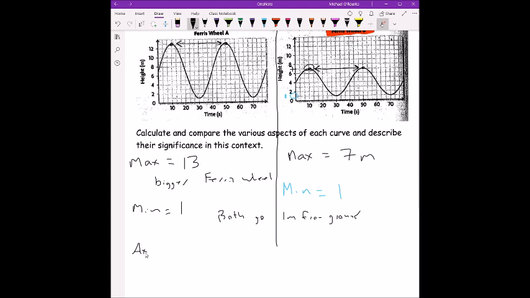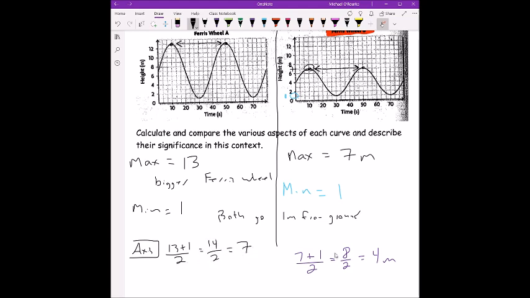Our axis. Now mine here, I'm going to take a look at my formula, max plus min. So I'm going to go 7 plus 1 divided by 2, which equals 8 divided by 2. So my axis of a curve is 4 meters. Can someone tell me your axis of a curve? 7? Do we agree with it? Both you said it? Okay, so I must agree with you. So we had 13 plus 1 divided by 2, 14 equals 7.